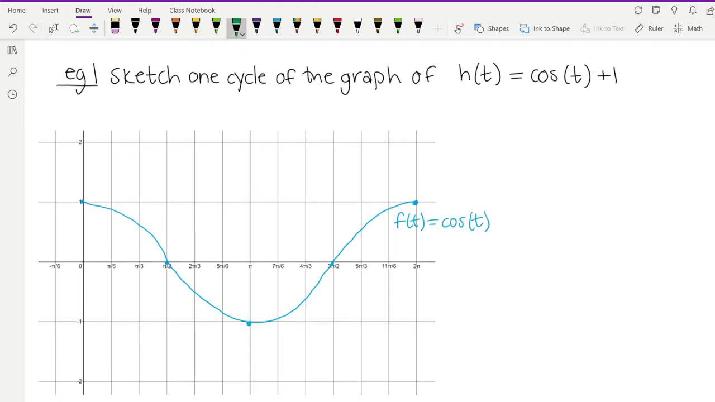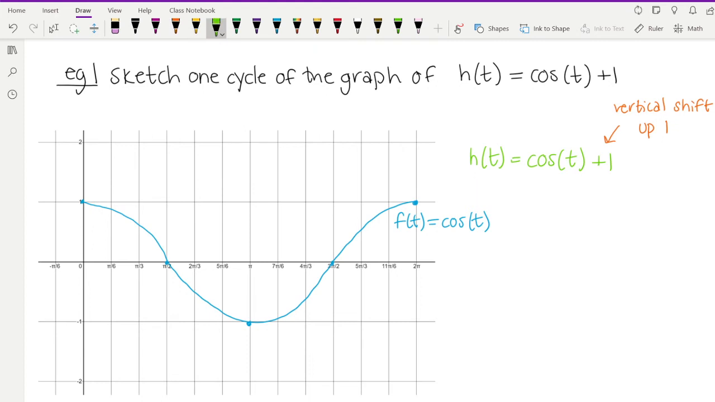Okay, so if we have h of t, actually let me use a different color. I'll use this. So if we have h of t is equal to cosine of t plus 1, what kind of transformation is taking place for this function? Well, we're shifting it up by 1. And so we're adding 1 not to t, but to the function as a whole. And so that tells us it is a vertical shift. And specifically, it's a vertical shift up by 1 because vertical shifts kind of work the way you would expect.